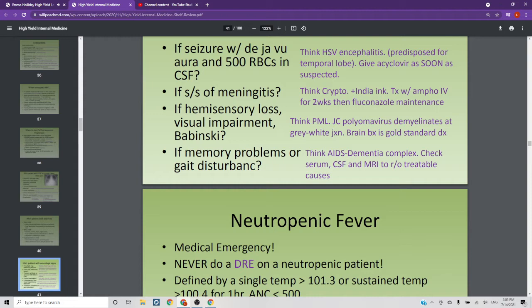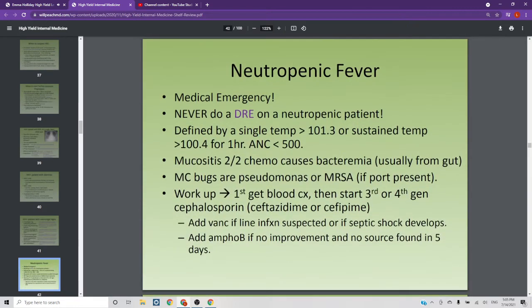Yeah, AIDS dementia complex. So not really anything we can do. You rule out all the treatable causes and then give supportive care. Okay, so neutropenic fever. Is that a big deal?